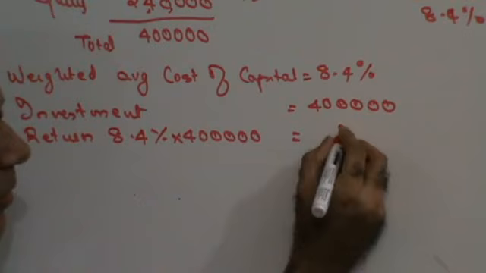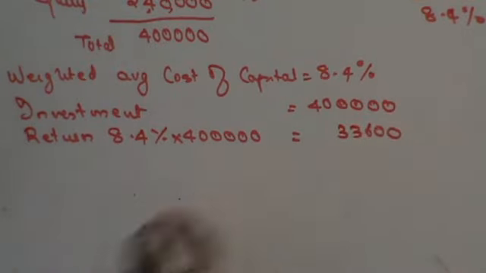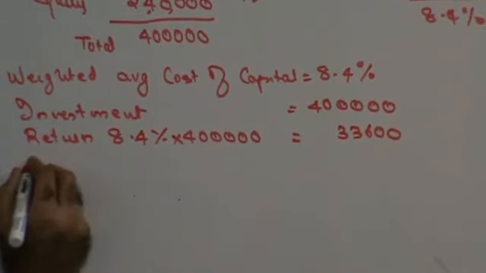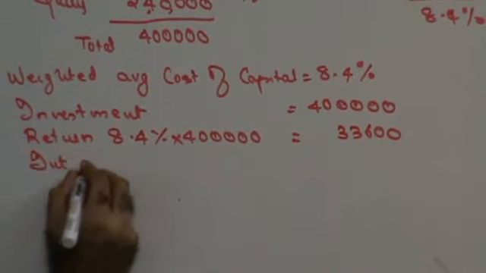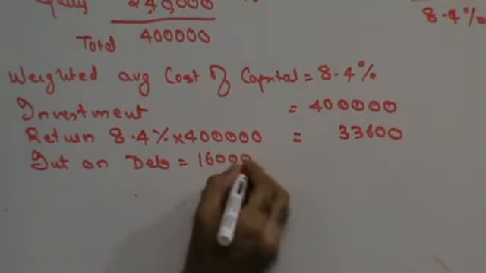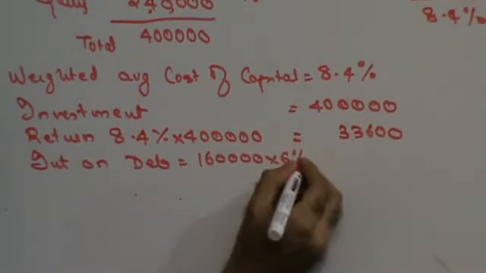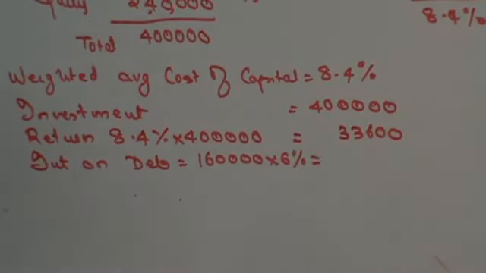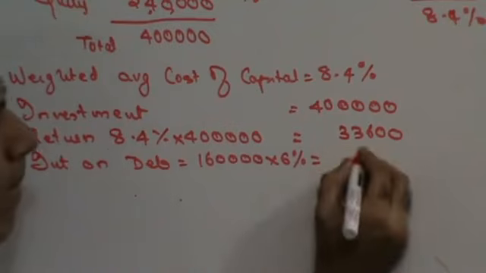33,600. Right? Besides this, this is the minimum returns that you want. Besides this, you also have to pay interest on debt. You've taken a debt of 1,60,000 and you have to pay 6% interest on that. Can someone please help me calculate that? 9,600.